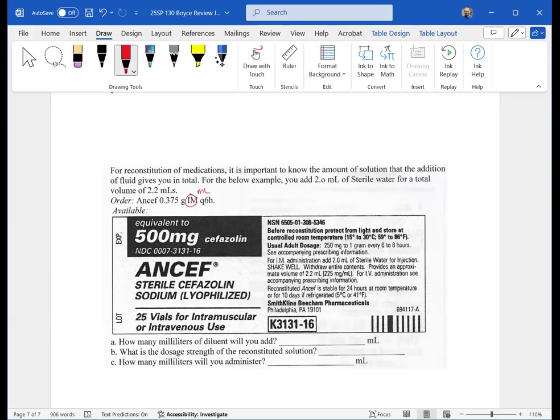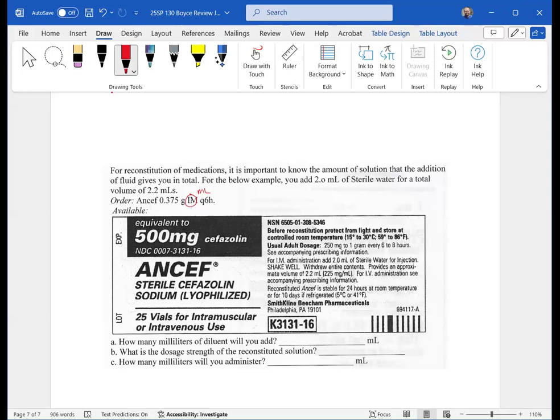So instead of mLs, it's units, but those are not reconstitutions, so you won't need to worry about that. Okay. So for this, the question starts off very similar to other types of medications that you've already learned about. The difference is when you look at the label, it doesn't tell you the mLs right off the bat.